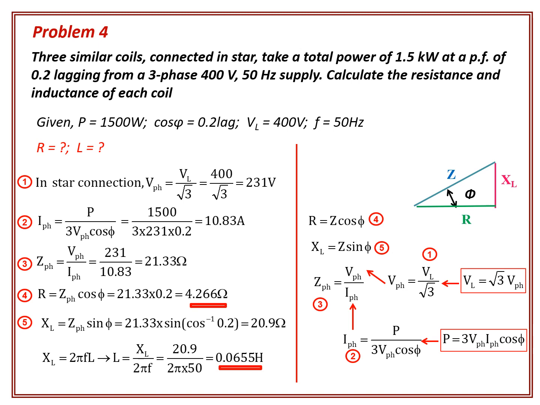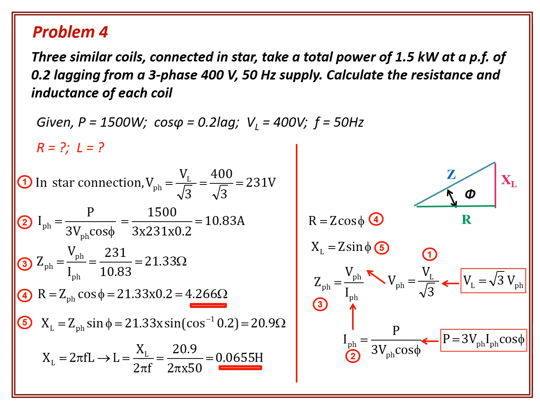Next, calculate Z phase using the equation V phase by I phase. V phase is 231 volt from step 1 and I phase is 10.83 from step 2. Substituting and calculating, we get Z phase as 21.33 ohm. Next, calculate R and XL. R is calculated using the equation Z phase cos phi. Substituting the value of Z phase as 21.33 from step 3, we get R is equal to 4.266 ohm. And for finding XL, substitute for Z phase and sin phi. We get XL as 20.9 ohm.